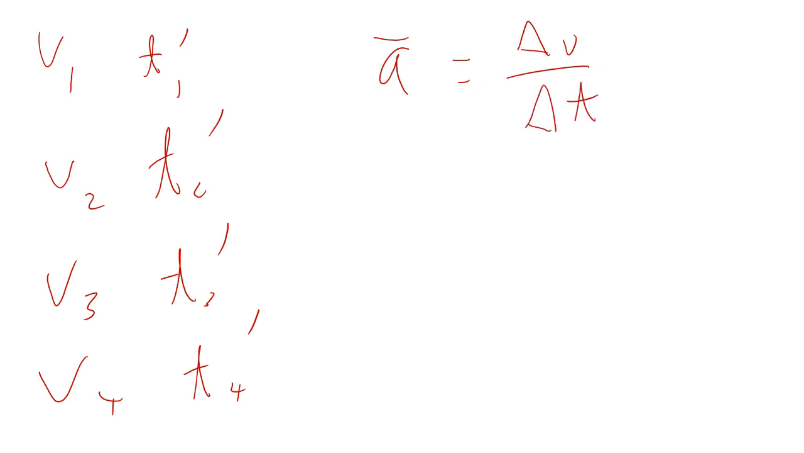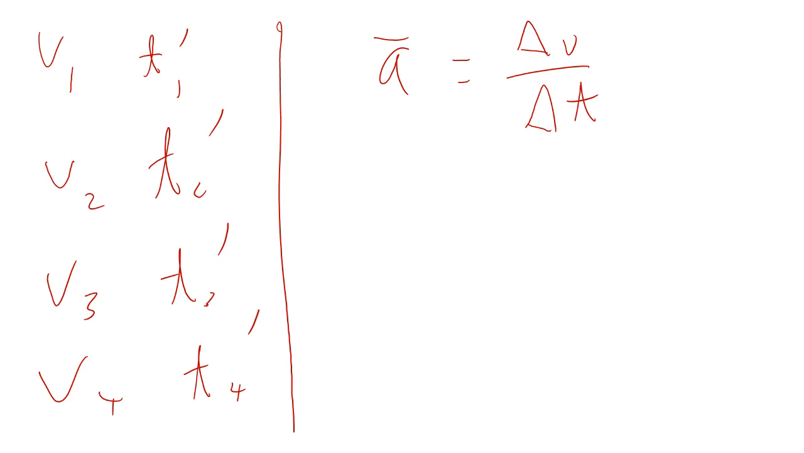So to find acceleration, you've got V1 at T1 prime, V2 at T2 prime, V3 at T3 prime, and V4 at T4 prime. So how do you find acceleration? Well, average acceleration is change in velocity over time.